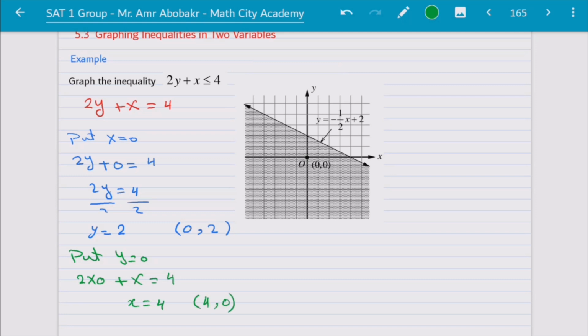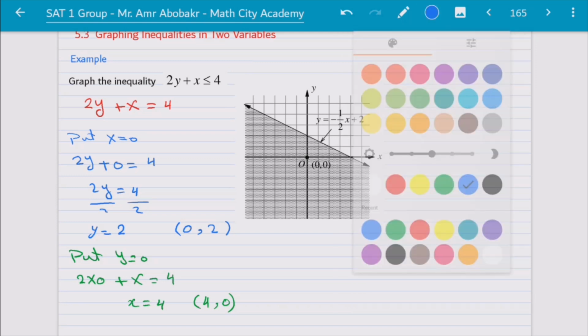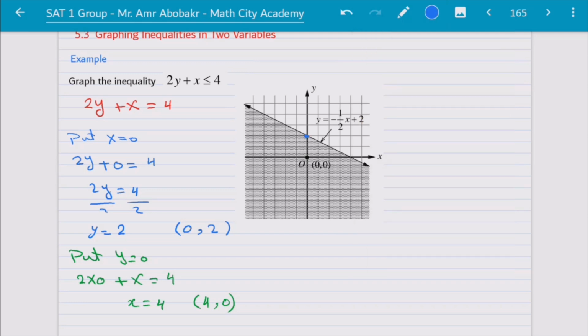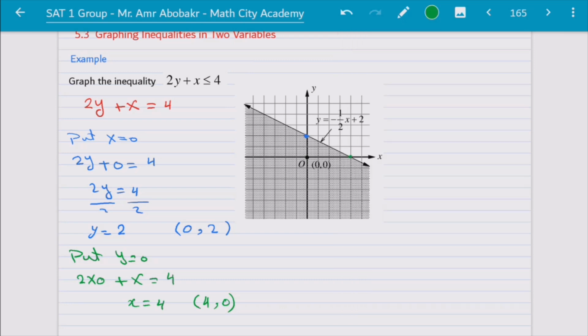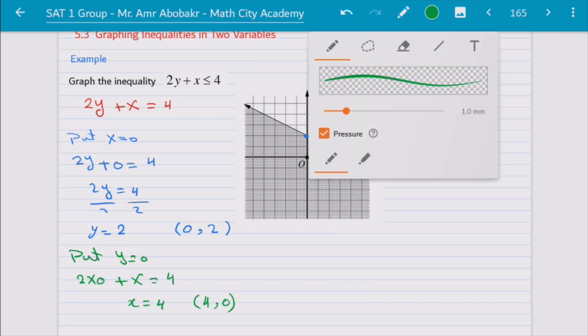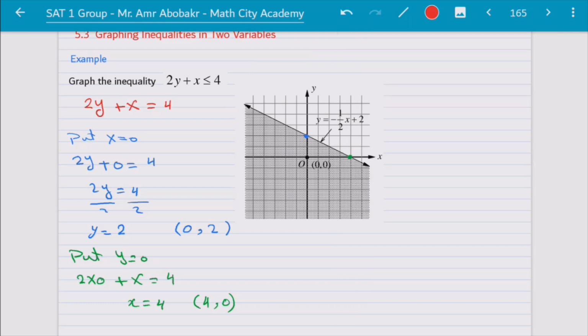Now we can graph by using two ordered pairs: from 0 up to 2, and from 4 to 0. Then we will make a line to join them. So what's the difference between a line like this and a straight line, like a cutting line? This is smaller than or equal to, so we will make a complete line without any cutting in it. This is how to graph it.